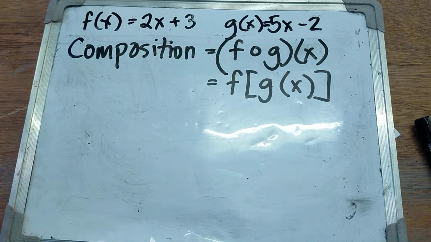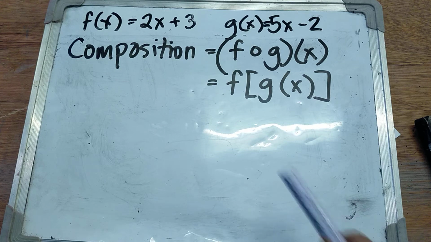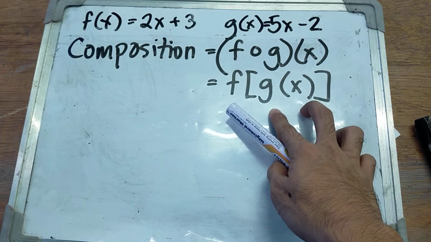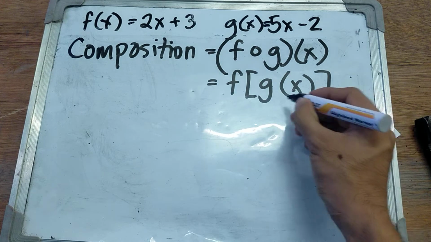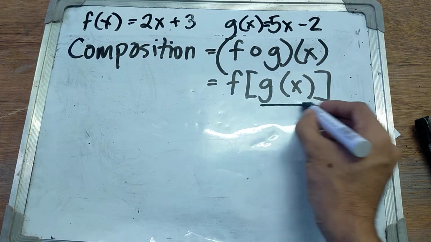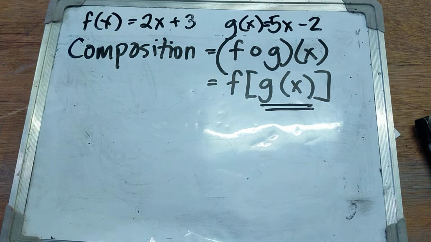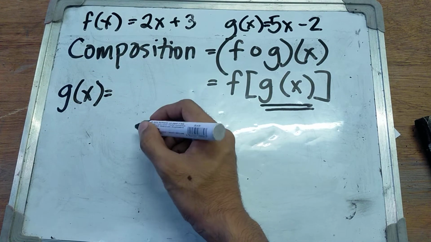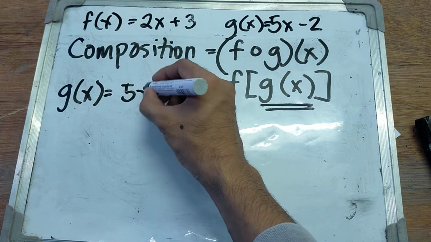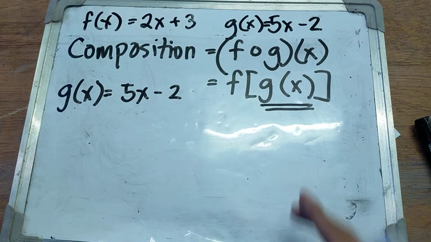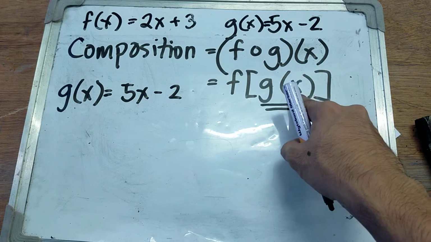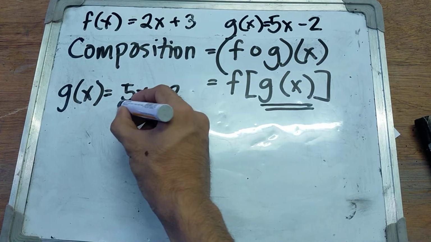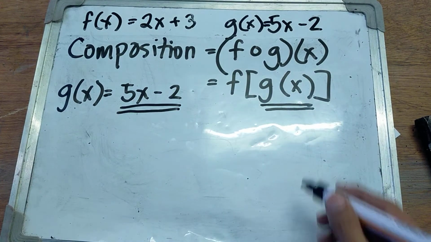Okay, same given po tayo. We have f of x is equals to 2x plus 3 and g of x is equals to 5x minus 2. Okay, so there are two ways kung paano i-perform to. So, ang una ko munang ituturo sa inyo is this one. First is to solve for the g of x. So, g of x is equals to 5x minus 2. So since wala namang value si x, ito na yung mismong equation. So tapos na tayo kay g of x.